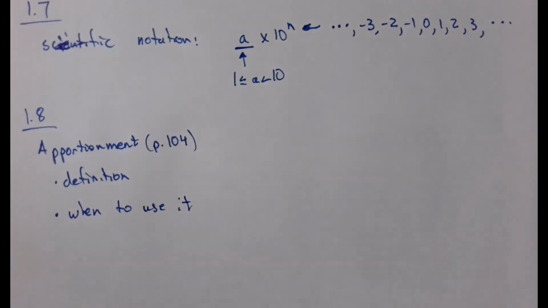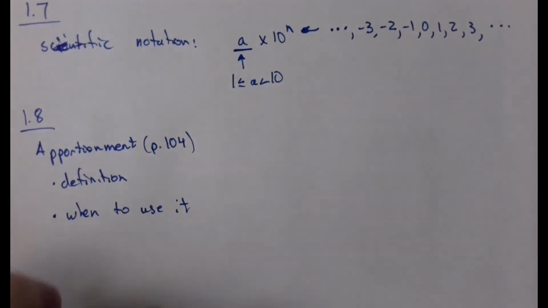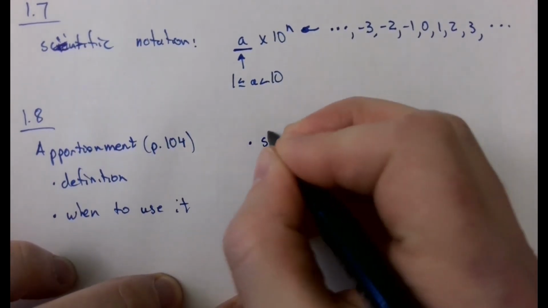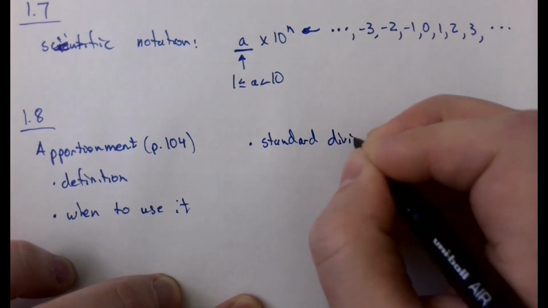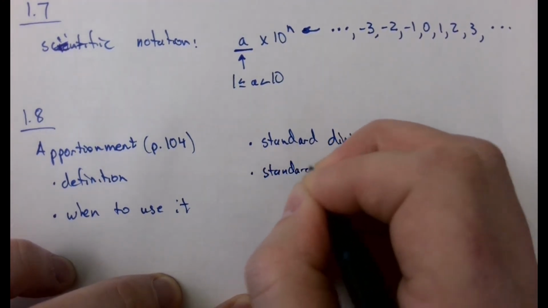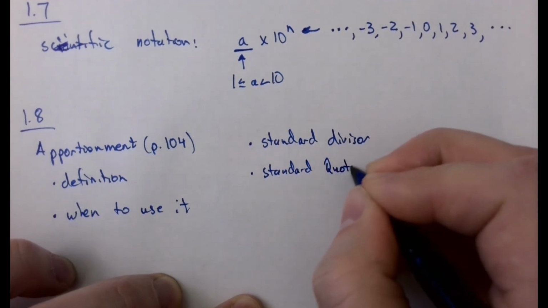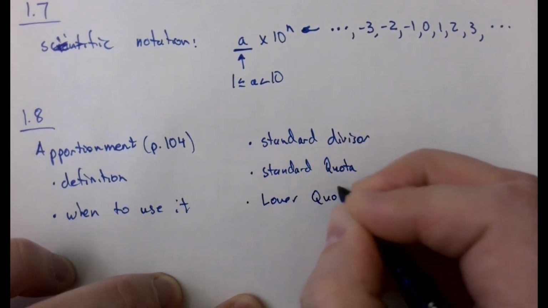And so along with that, I may test, do you still know the process? So like, can you talk to me about what the standard divisor means? Do you know what the standard quota is? What does it tell you? Why do you find it? What's up with that? And then how are the lower quotas and upper quotas used?